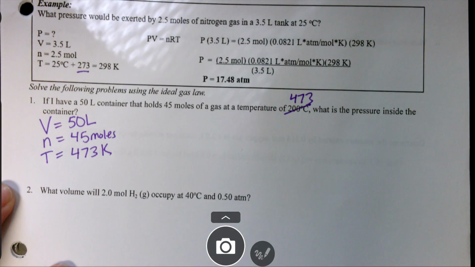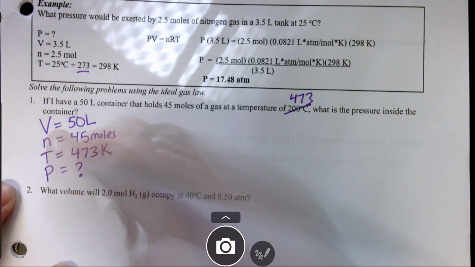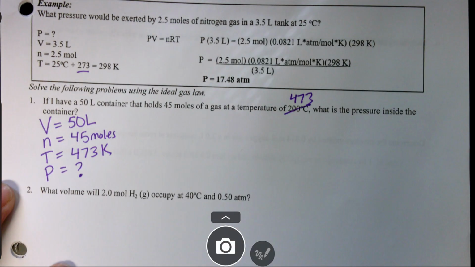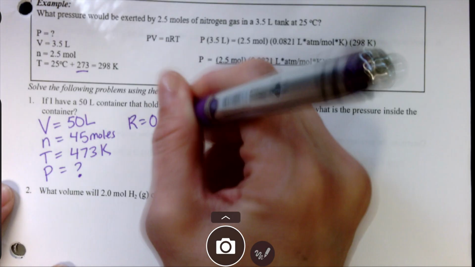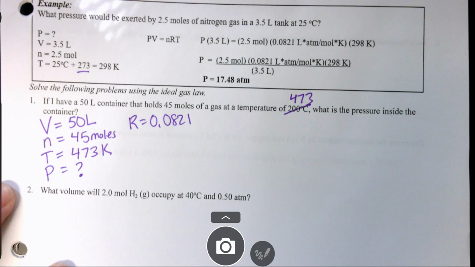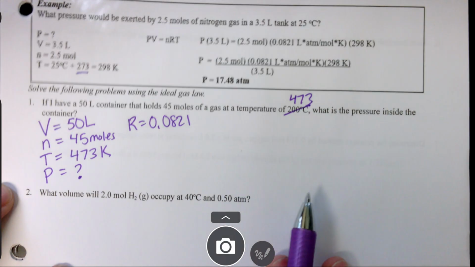And then what is the pressure inside? So P is equal to, we do not know. The thing that we always know is that R is equal to 0.0821.